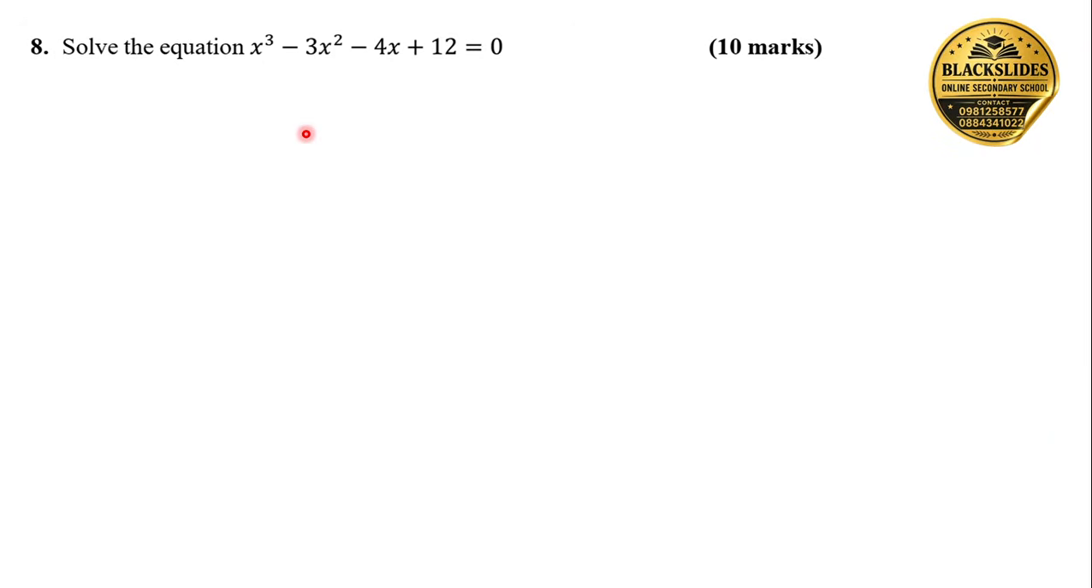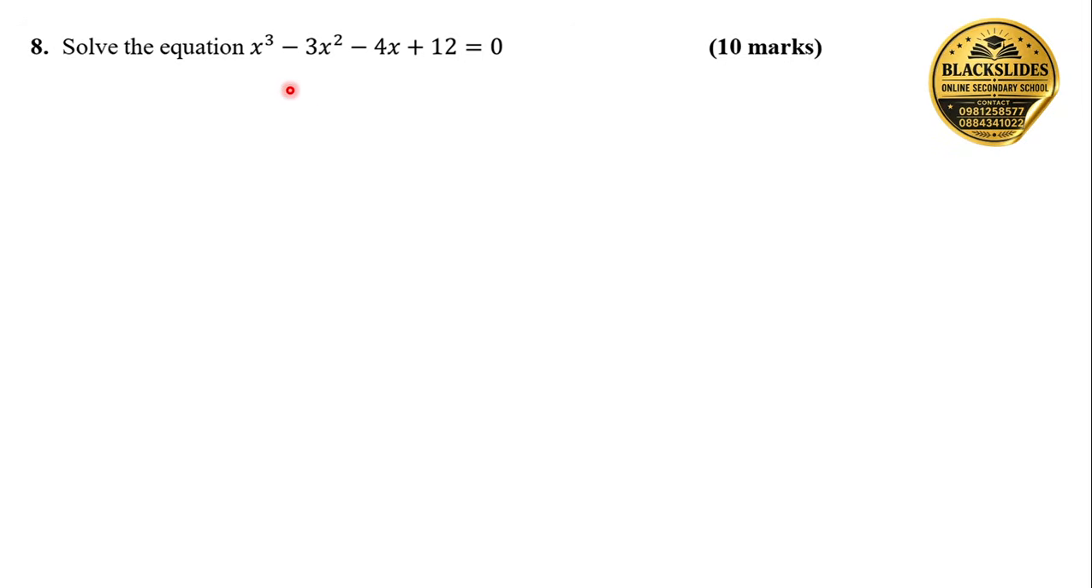Solve the equation x cubed minus 3x squared minus 4x plus 12 equals 0. 10 marks again. This is where there is celebration. If you solve 4 questions, you already have passed. You have 40 marks already.